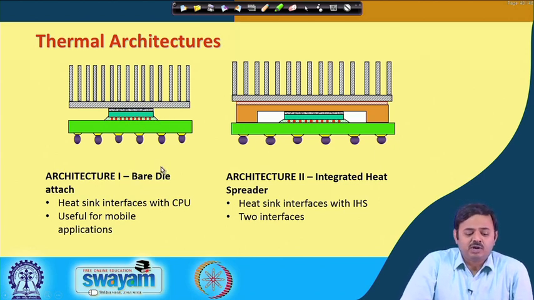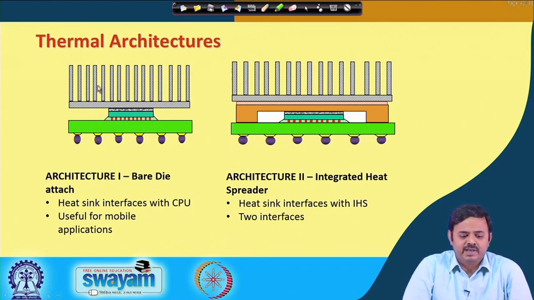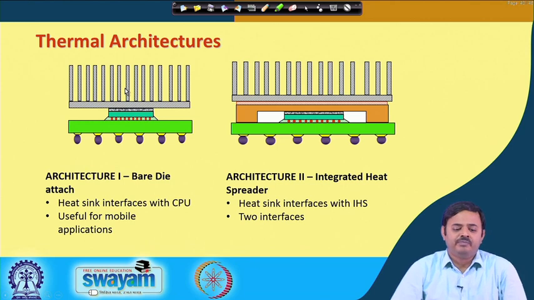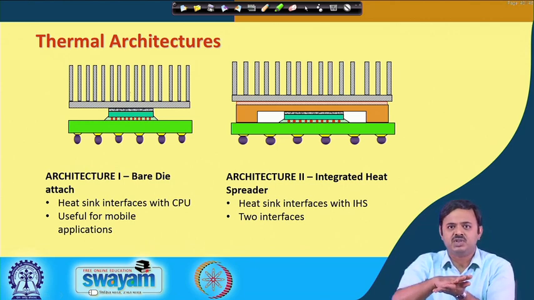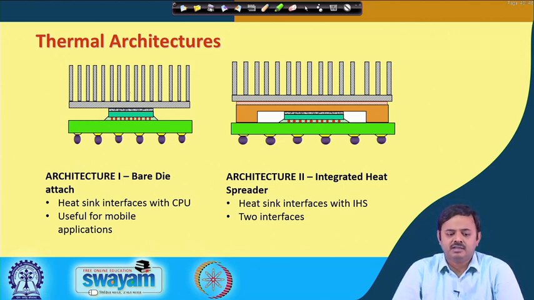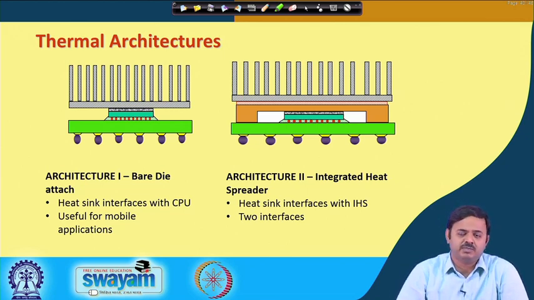Now, why is it called bare die attach? Because the heat sink is directly attached onto the silicon. The heat sink, as you can see, has a base and what are called fins, which we will see in the next lecture. This finned heat sink is directly placed on the silicon, and in this case more correctly on the back side of the silicon, because this is flip chip bonded.